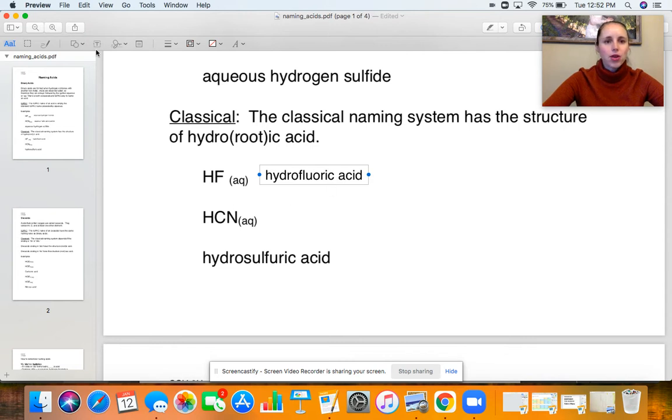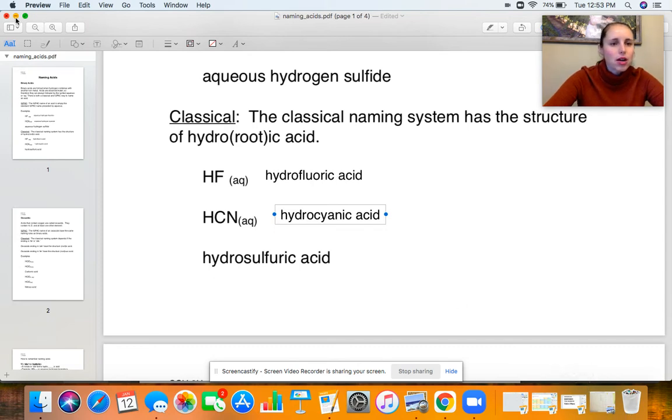Again, for this, we're going to be using our classical naming system. So we're going to be using that hydro, that ic, that acid, and in here, I'm just going to put the root. In this case, remember, it was cyanide. So I'm going to go ahead and call this hydrocyanic acid. So rather than cyanide, it's cyanic. So hydrocyanic acid.